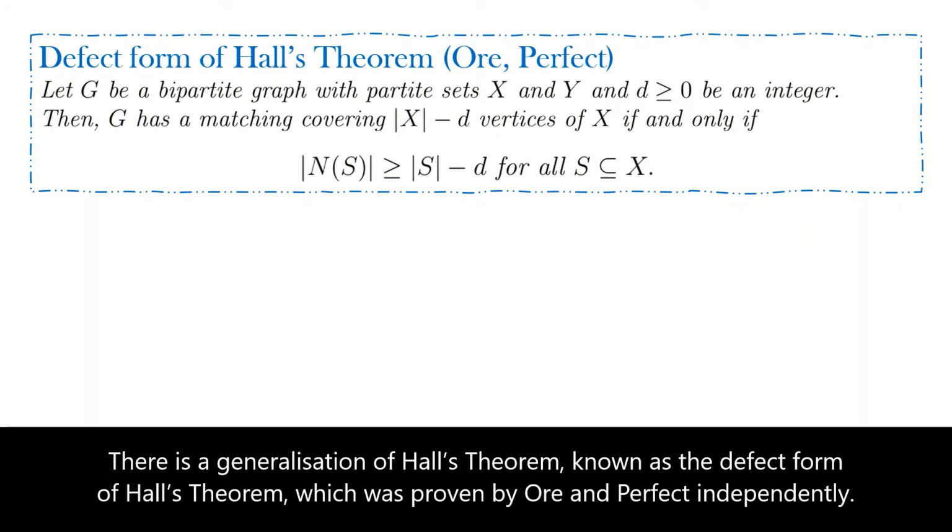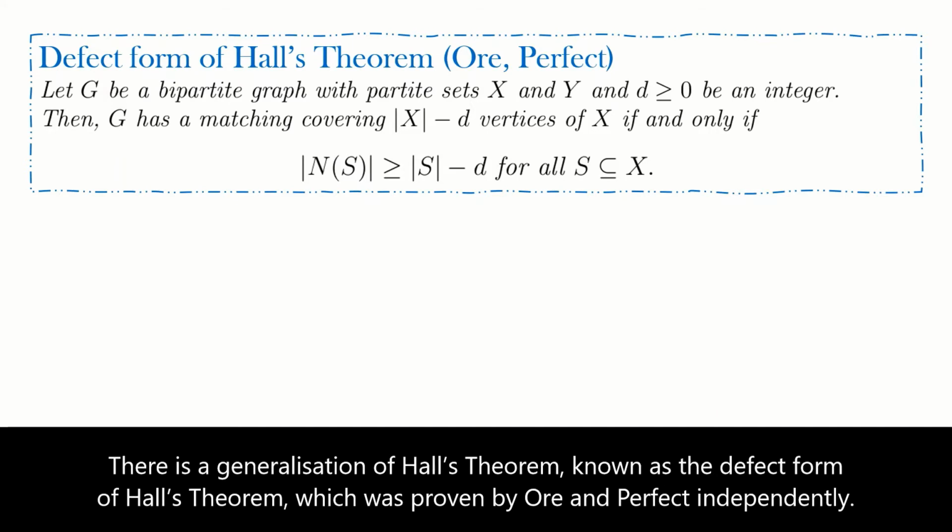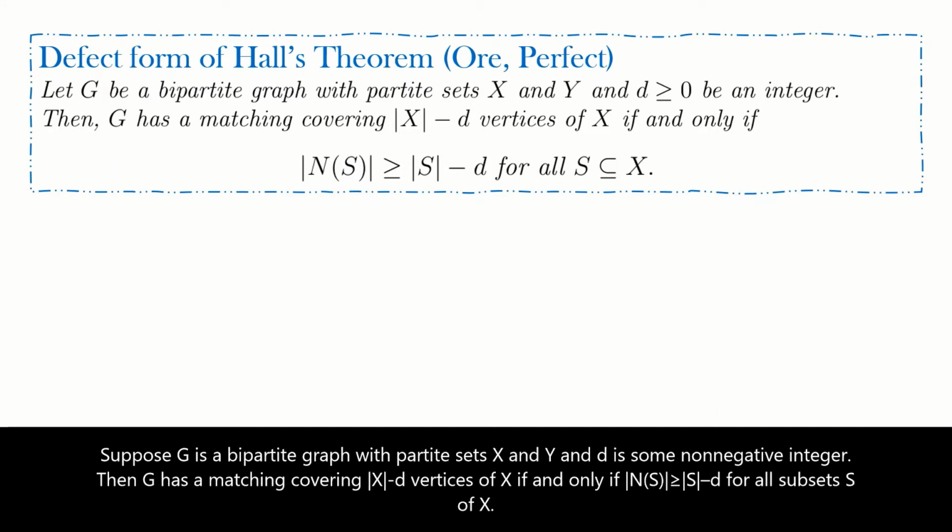There is a generalization of Hall's theorem known as the defect form of Hall's theorem, which was proven by Ore and Berge independently. Suppose G is a bipartite graph with partite sets X and Y, and d is some non-negative integer. Then G has a matching covering |X| minus d vertices of X, if and only if the size of the neighborhood of S is at least the size of S minus d for all subsets S of X.